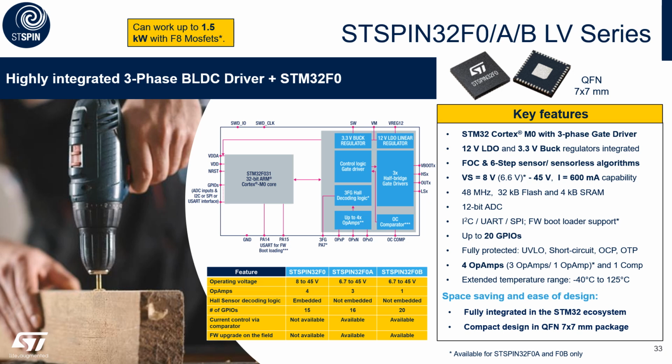All the part numbers have a 12 bit ADC and are fully protected with undervoltage lockout, short circuit protection, overcurrent protection, and over temperature protection. Due to the high level of integration the F0 series has, and its small package with 7x7mm QFN, the main target applications are here: fans, power tools, battery-powered home appliances, robotics, drones, and industrial automation.